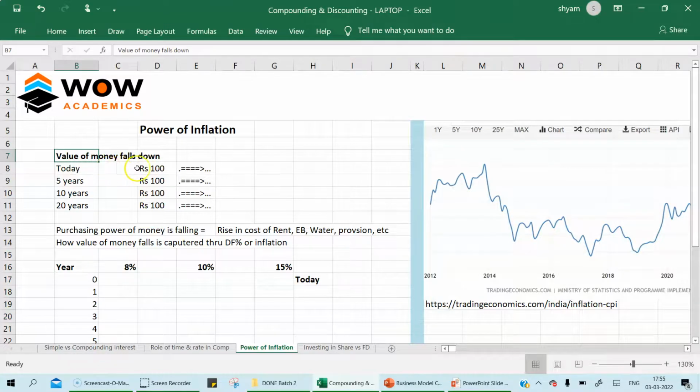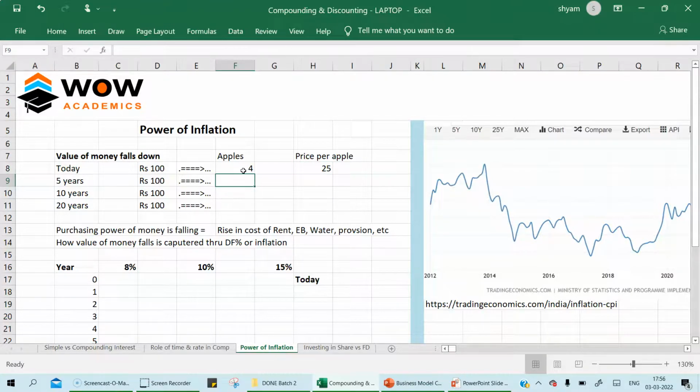So we'll start with an example here. Assume that today you have 100 rupees, and with that 100 rupees you buy apples. So how many apples will you buy? Today with 100 rupees you can buy 4 apples. That means the price per apple is around 25.